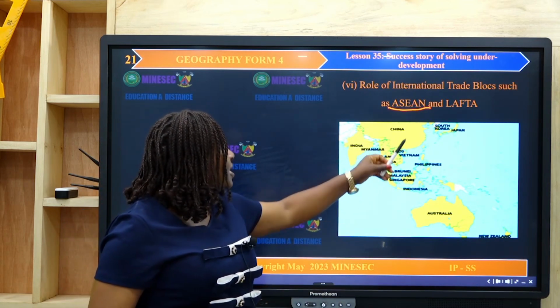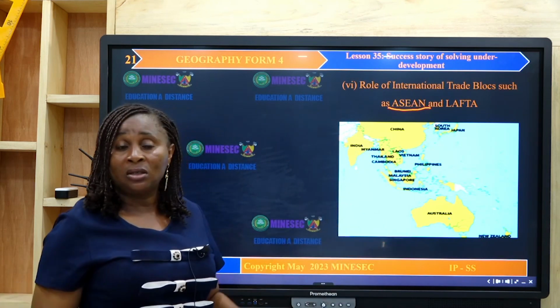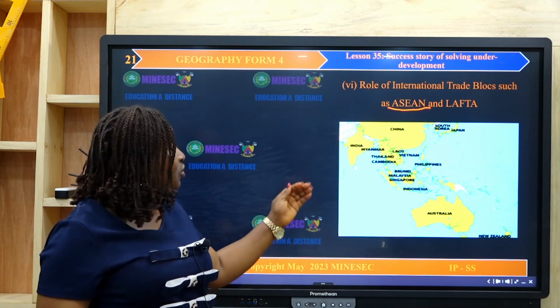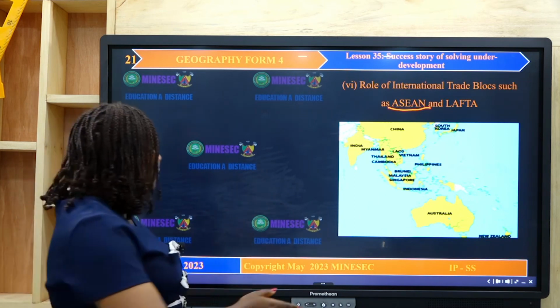Goods are produced here. They are sold here or are consumed here. It has enlarged the market. They have a wider market for their products or their industrial goods. And that fosters what? Economic growth.